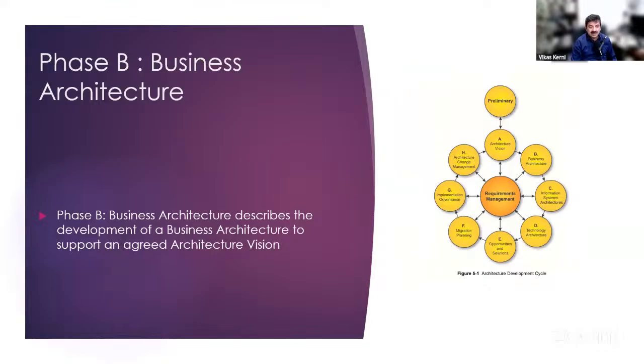Business architecture, as we discussed, TOGAF has four domain architectures. So phase B is business architecture, which describes the development of a business architecture to support an agreed architecture vision. We have to know the business requirements so that we can build some application and data.